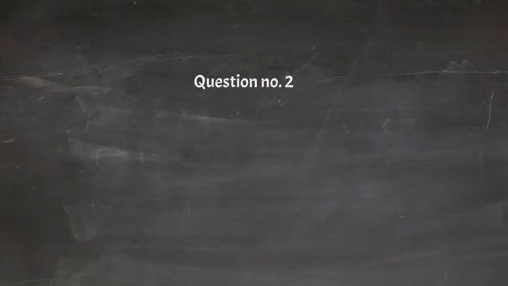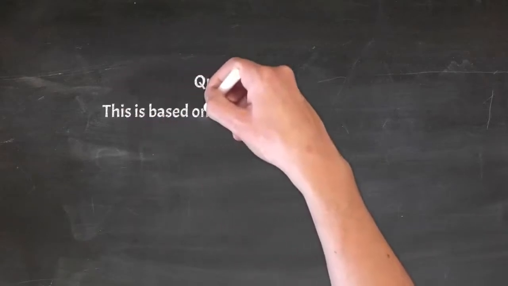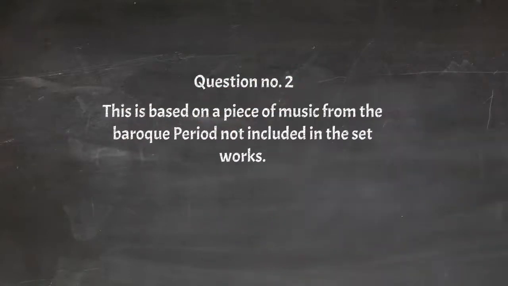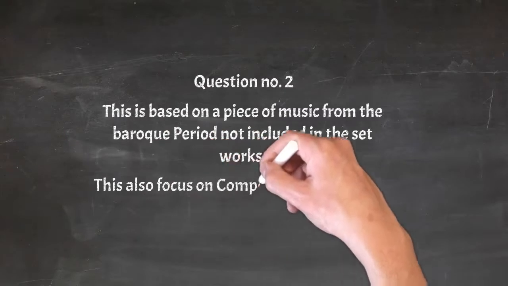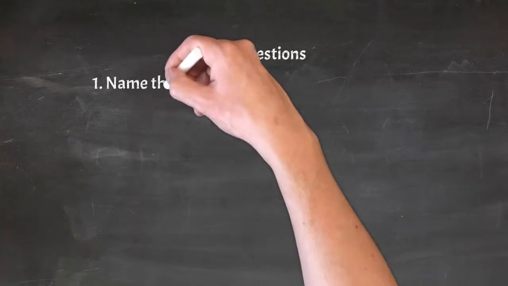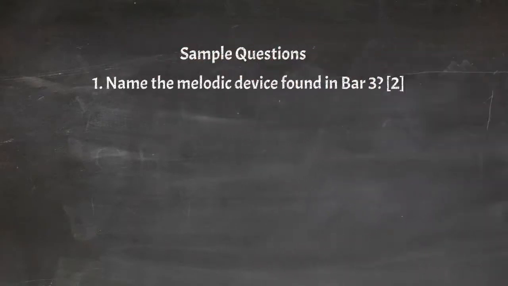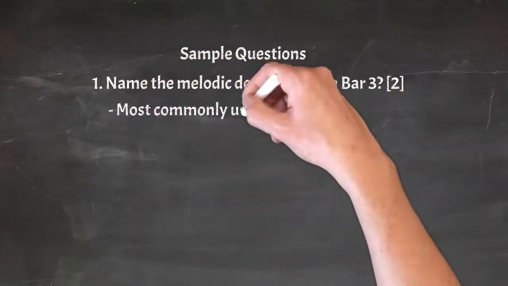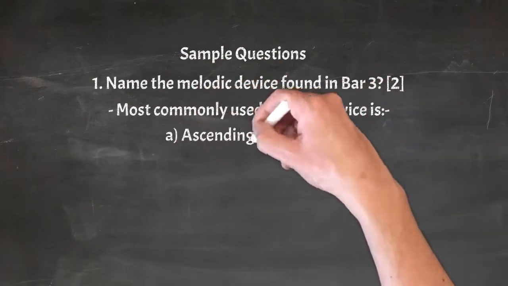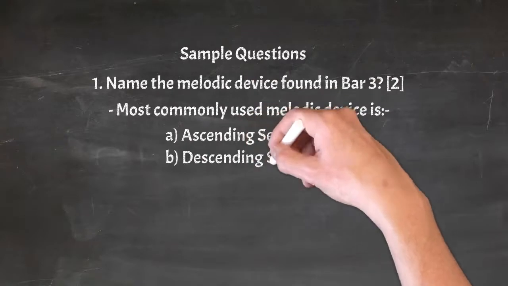This will be based on a piece of music from the Baroque period which is not part of your set works for that year. This question will focus on compositional techniques. Now, let's move on to some of the questions that are asked in question number 2. You can be asked to name certain melodic devices. The most commonly used melodic device of the Baroque period is sequences. So this can be an ascending sequence or a descending sequence.